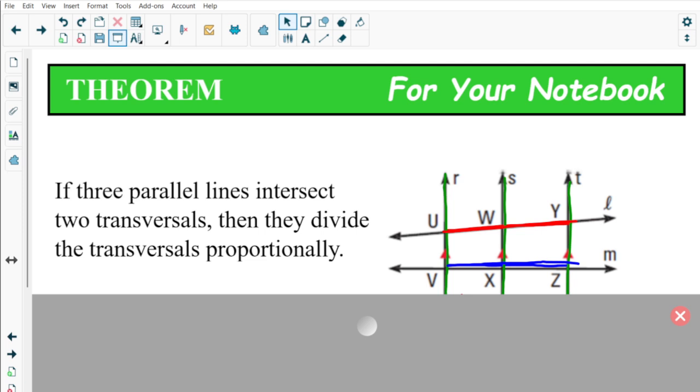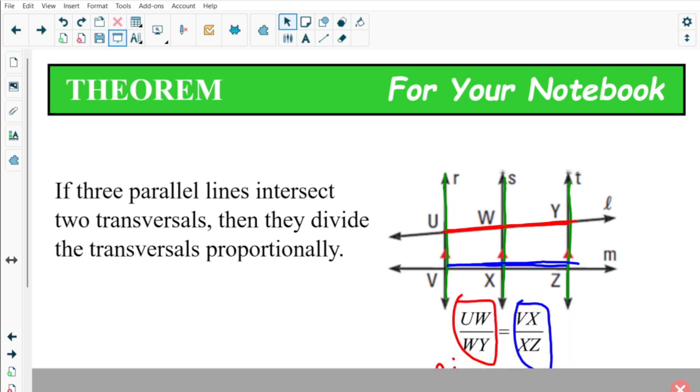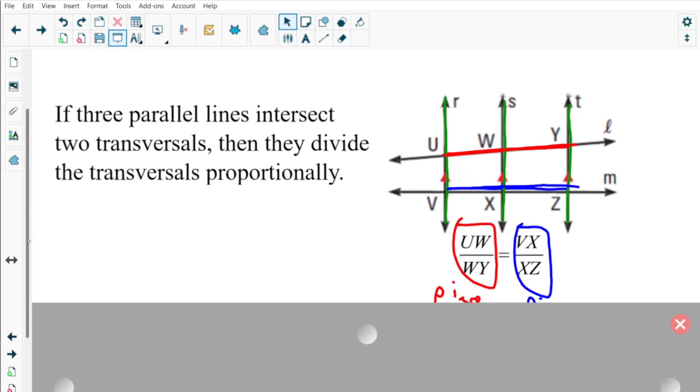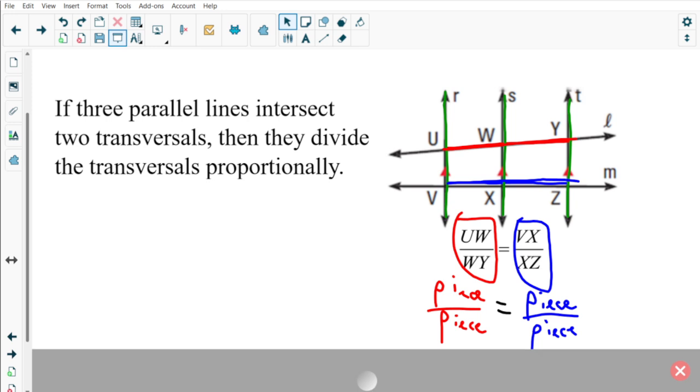So it's basically the exact same formula as you looked at yesterday, with having a piece over piece equaling piece over piece. So we have a piece over piece in the red one, that's u to w and w to y, equaling piece over piece in the blue, that's v to x and x to z. So that one's a pretty straightforward one. You're looking at a bunch of parallel lines, and you're setting up piece over piece equaling piece over piece.